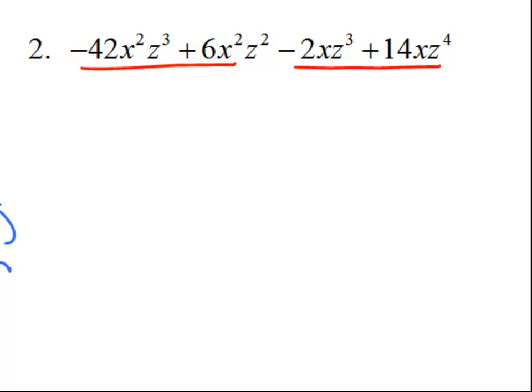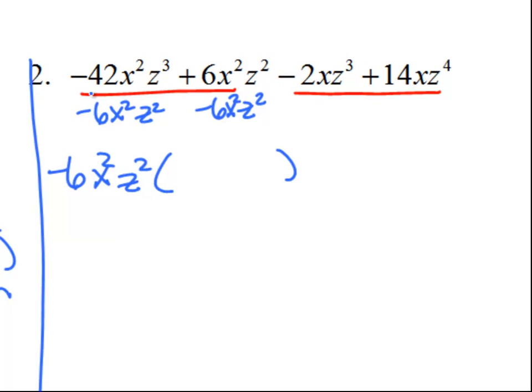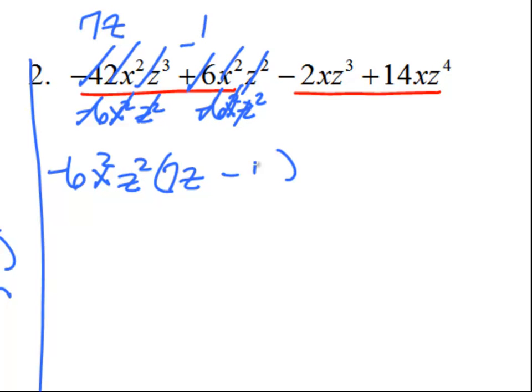Sometimes if my leading term is negative, I like to take out a negative GCF. Sometimes that's helpful. So I'm going to take out a negative 6, and then I see an X squared and a Z squared. All right, so a negative divided by a negative leaves me positive 7Z. Right here I have a positive divided by a negative, so that's going to leave me negative 1. That's it, negative 1.